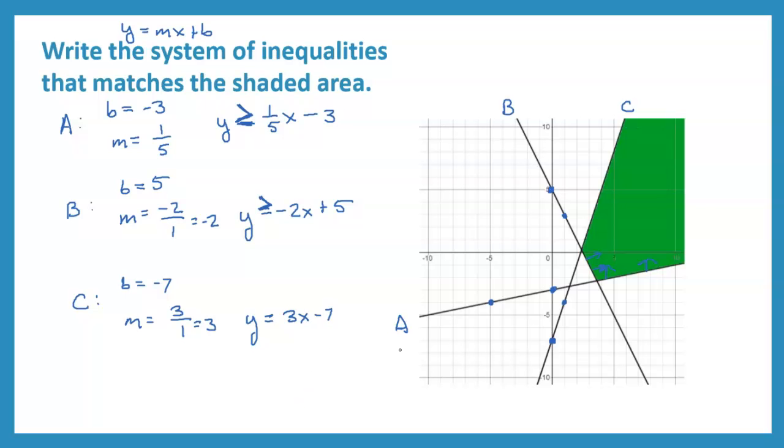And our last step is to figure out what side we're shading. So let's see, we're shading this side of the C line. That's below the line. So that means y is going to be the smaller side on this one. Alligator eats the other side. And finally, we do keep that equal sign. This is also a solid line. So those 3 together are our system of inequalities on this one.